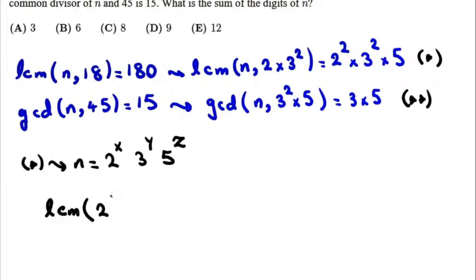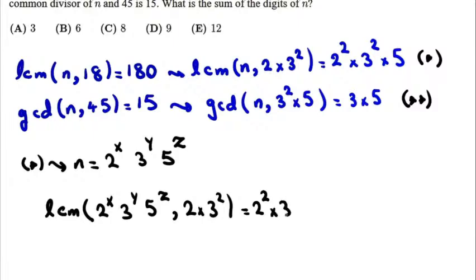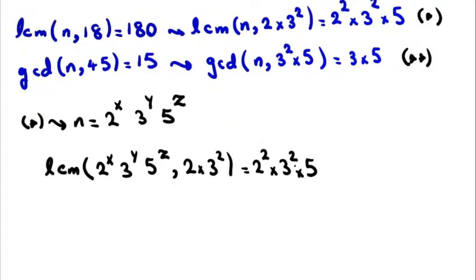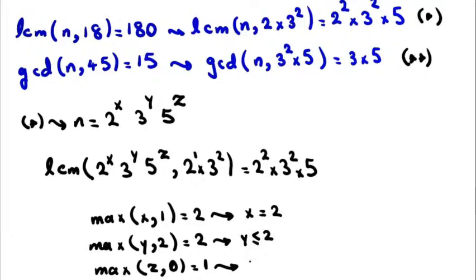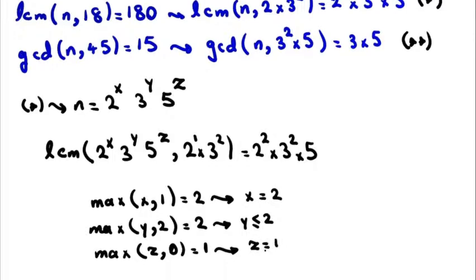Now, the LCM of 2 to the x times 3 to the y times 5 to the z, and 2 times 3 squared, equals 2 squared times 3 squared times 5. The maximum of x and 1 equals 2. The maximum of y and 2 equals 2. The maximum of z and 0, because 5 to the 0 is 1, equals 1. By the first part, you can easily conclude x equals 2. By the second, you can't say y equals 2, but y is at most 2. Here the maximum is 1, so z has to be 1. Okay, so let's analyze GCD.